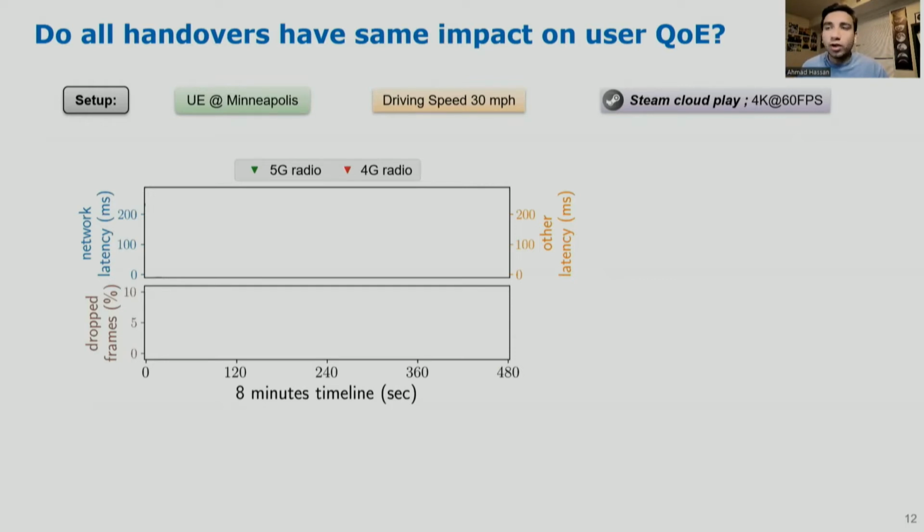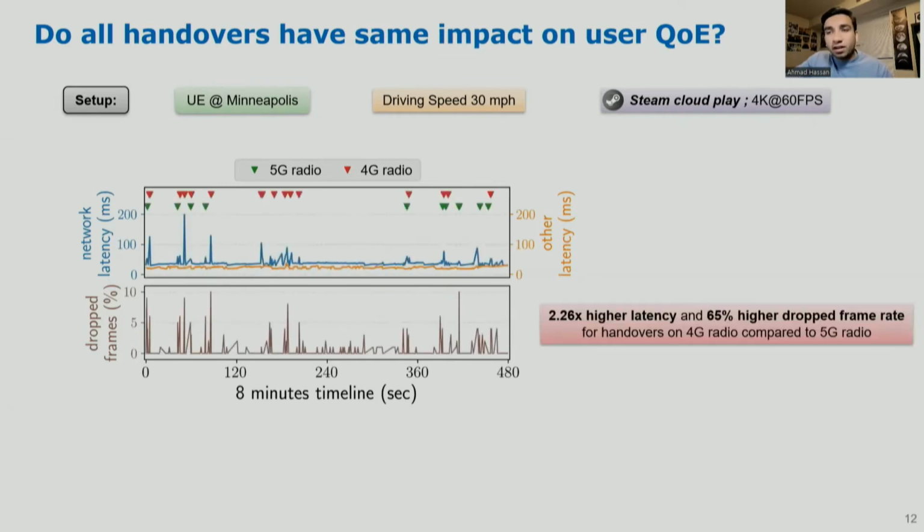In the top plot, we have network latency on the left y-axis and other latency on the right y-axis. Network latency is the time to transmit a rendered frame from the cloud to the mobile device. And other latency includes delay for rendering, encoding, decoding, etc., which typically remains constant throughout our experiments. The bottom plot shows us the percentage of dropped frames.